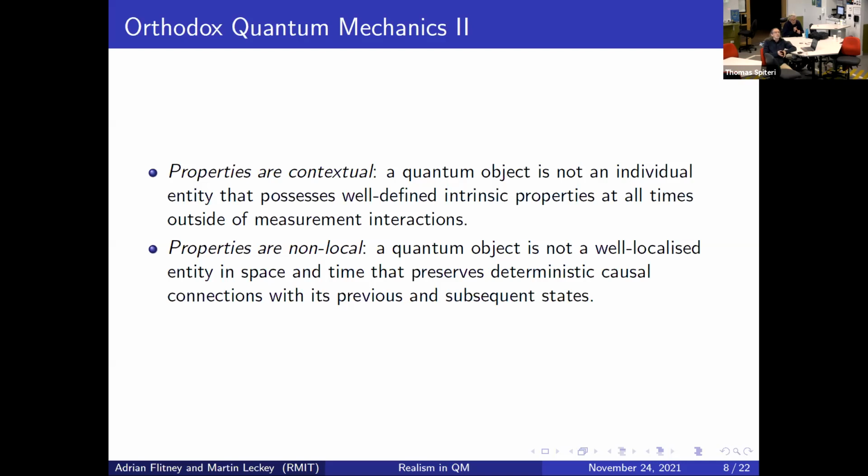So the properties of a quantum object are not well defined outside of the measurement interaction. We know the results of measurement, but we're a bit fuzzy about what's happening the rest of the time. And properties are non-local. So again, it's very hard to argue with, certainly non-local in physical space. If I take an entangled system and I separate it, then the properties of those individual particles are now spread out over the whole system.